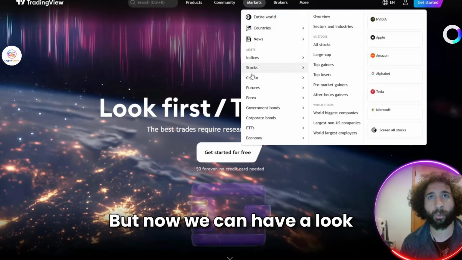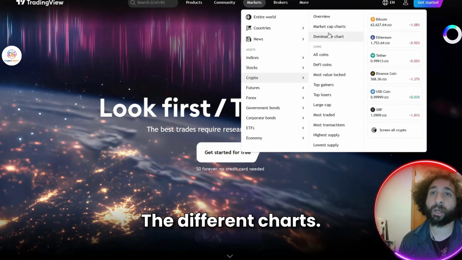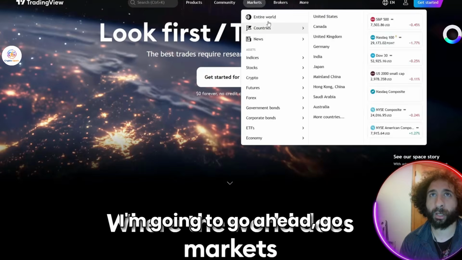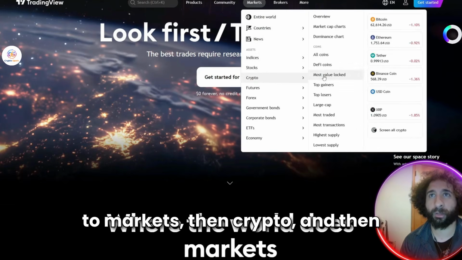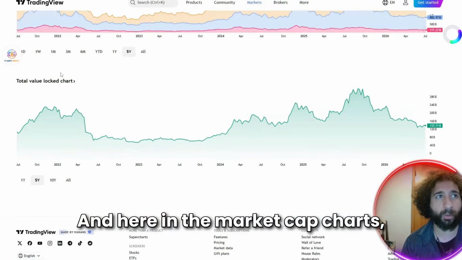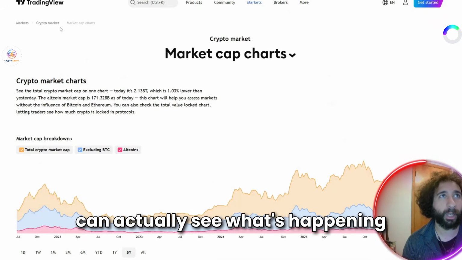But now we can have a look at QuickDive. So what we can do is come to the different charts, the DeFi coins. We've got the highest and lowest performers. I'm going to go ahead, go to markets, then crypto, and then to the market cap charts. And here in the market cap charts, we can also get a breakdown. We can see the locked value, so we can actually see what's happening in the crypto market as well.